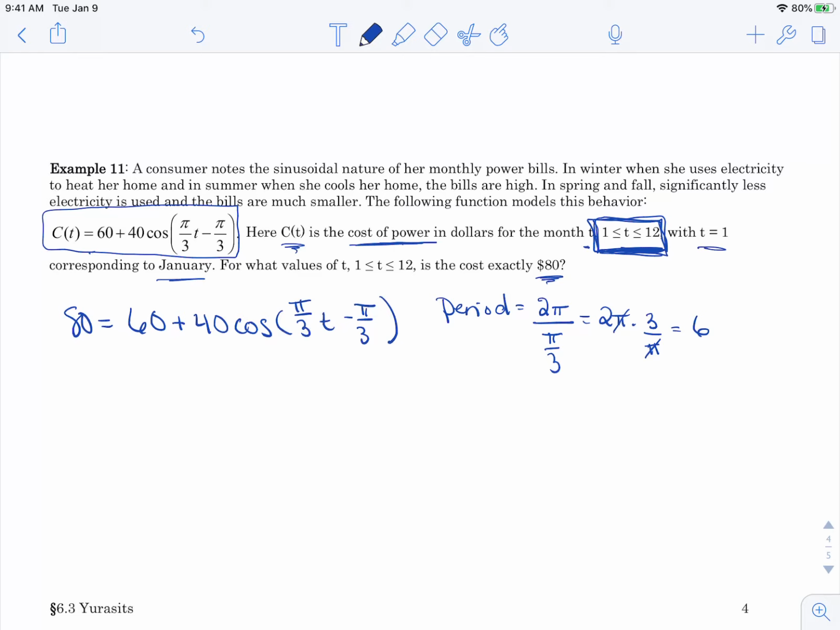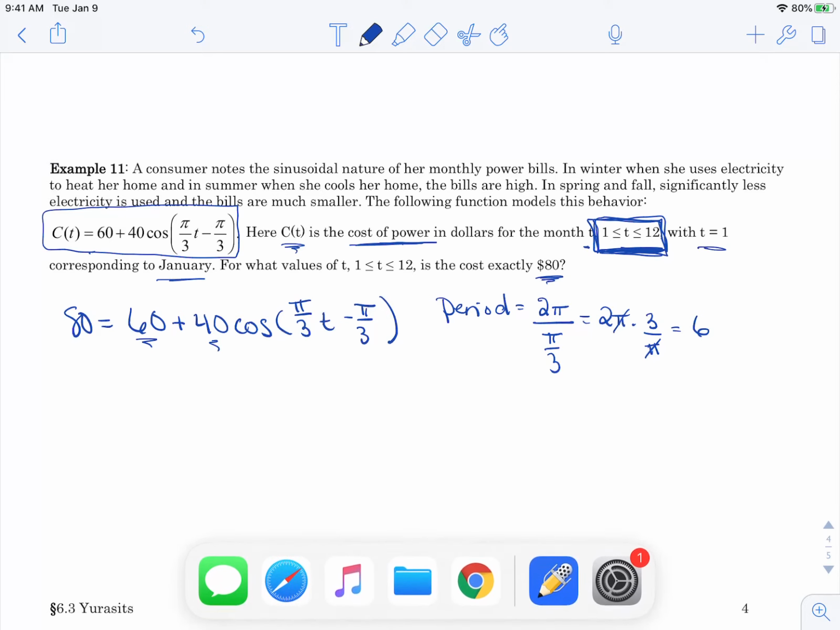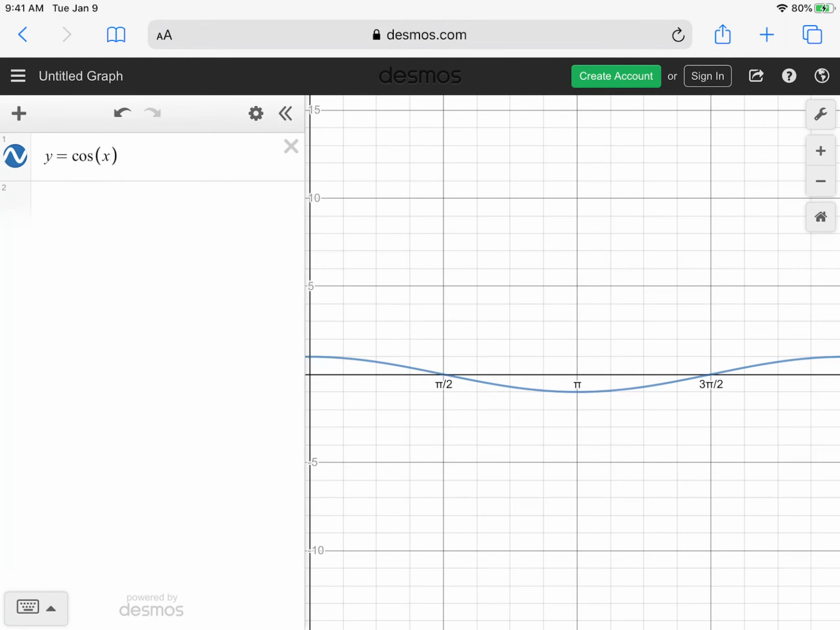All right, what's our midline? Looks like y equals 60, right? And our amplitude is 40. This is really important to ask yourself when you're relying on a calculator because it will help you figure out where you should move your window to be. So I'm going to go to here. I'm going to get rid of this.